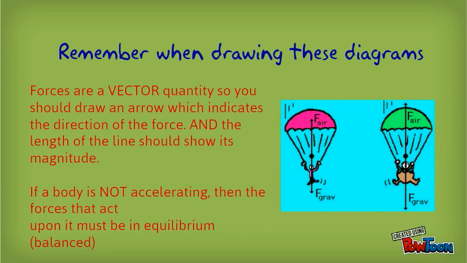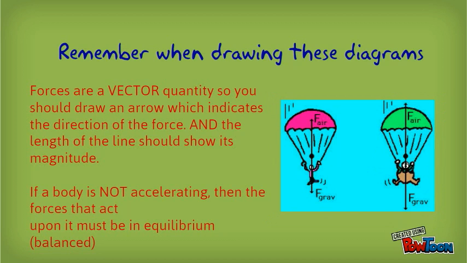Now, if you're drawing these types of diagrams, you have to remember that forces are a vector quantity. They have both magnitude and direction. So first of all, you need to use arrows which indicate the direction of the force, and secondly, you need to show that the length of the line is roughly equivalent to its magnitude.